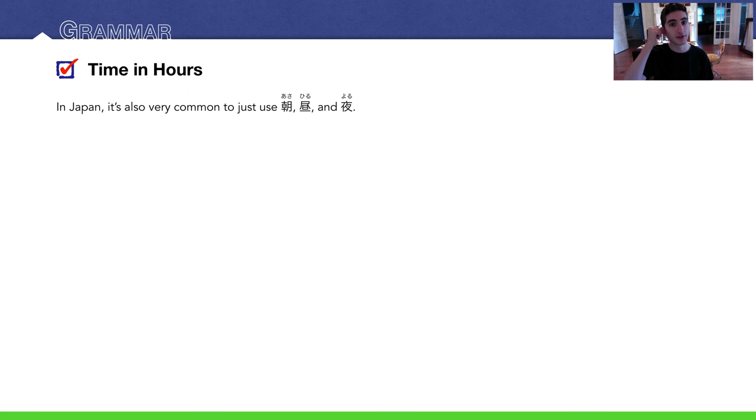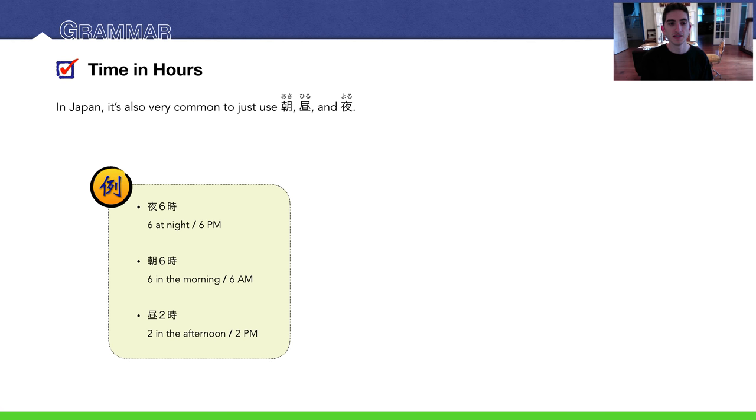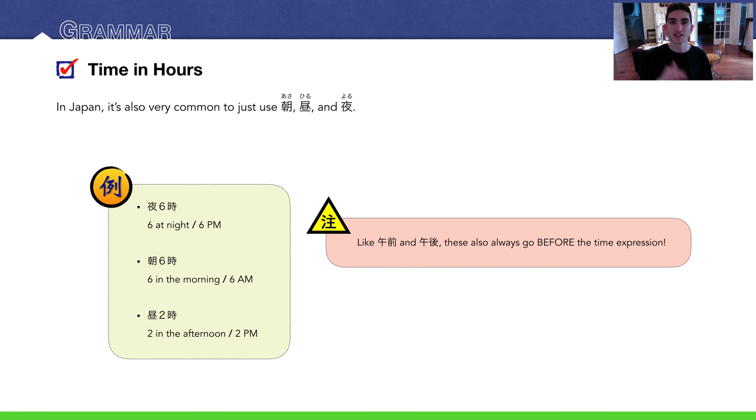Also in Japan, it's very, very common to hear people just say 6 in the morning or 2 in the afternoon or 12 at night. And they indicate that by saying 朝, 昼, and 夜. So 6 at night would be 夜 6時. Or that's also 6 p.m. 朝 6時 is 6 in the morning, 6 a.m. 昼 2時, 2 in the afternoon, or 2 p.m. And like gozen and gogo, these always come before your numbered time expression.